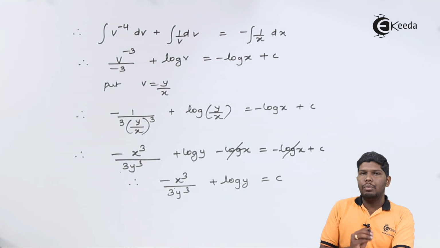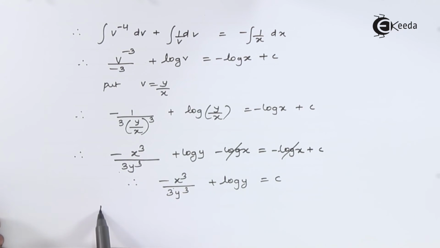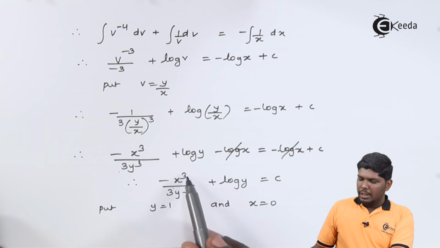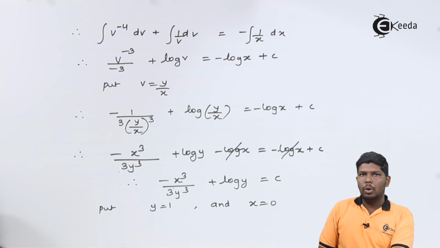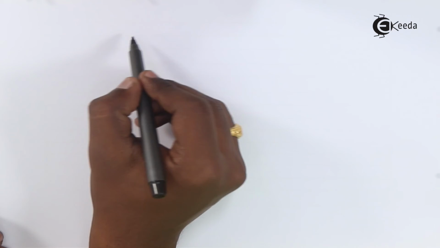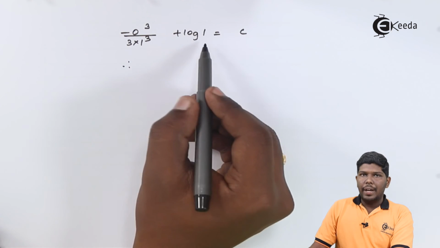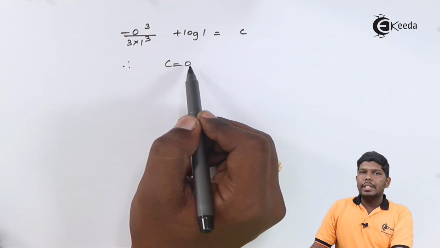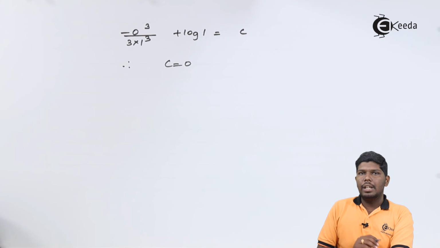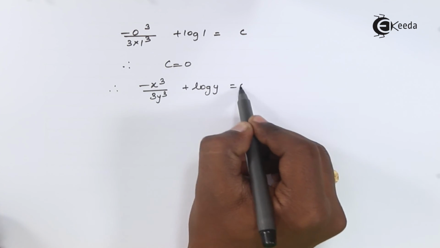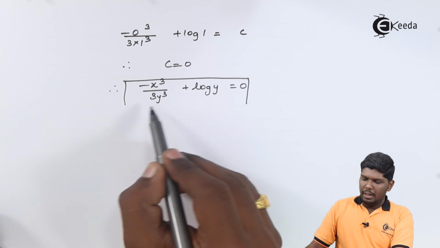In the question they have asked you to find the particular solution as the values of x and y are given. So this will give you 0³ upon 1, that is 0 only, plus log of 1. Now what is log of 1? It is 0 again. So the final value of C will be 0. And let us resubstitute the value of C in the general solution. This becomes our final answer.